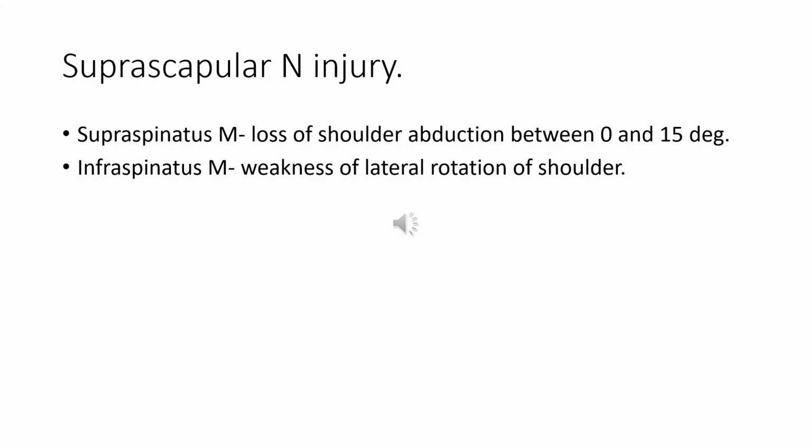Suprascapular nerve injury. This leads to affection of supraspinatus muscle and infraspinatus muscle. Supraspinatus muscle affection leads to loss of shoulder abduction between 0 degree and 15 degree. Infraspinatus muscle affection leads to weakness of lateral rotation of the shoulder.